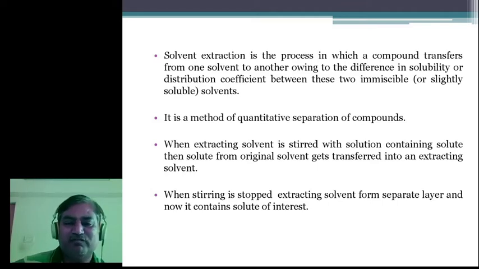For example, suppose we have to purify benzoic acid from the mixture in presence of organic solvent system, that is chloroform, and aqueous solvent system, that is water. Water and chloroform both are immiscible in each other. Or suppose we are taking benzene.